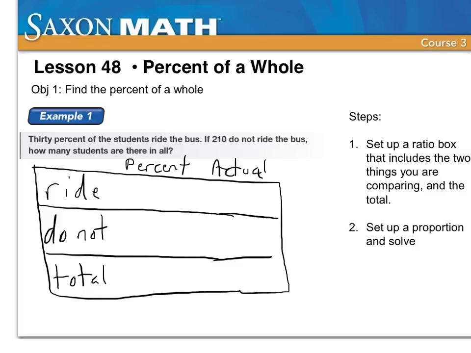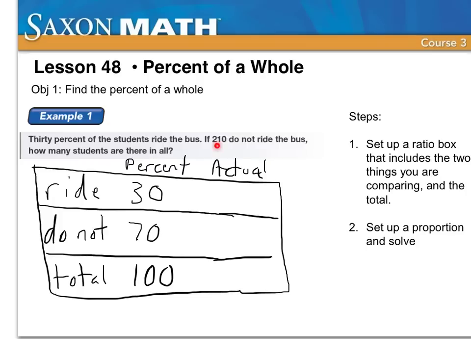So, we know that 30% of the students ride the bus. So 30% ride the bus. Well, total for percent is always out of 100. Okay? So then we can also fill in, we know that if 30% ride the bus and 100% total, that 70% do not ride the bus. And our total, 100, should always be the two parts added together. So we got 30 plus 70 equals 100.